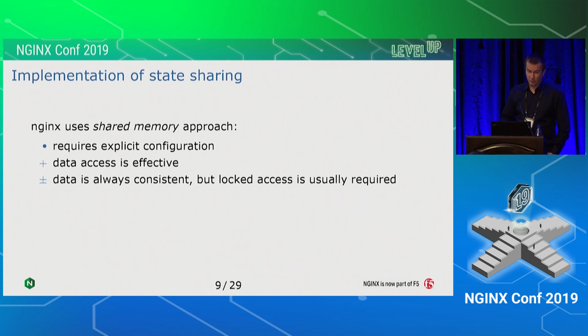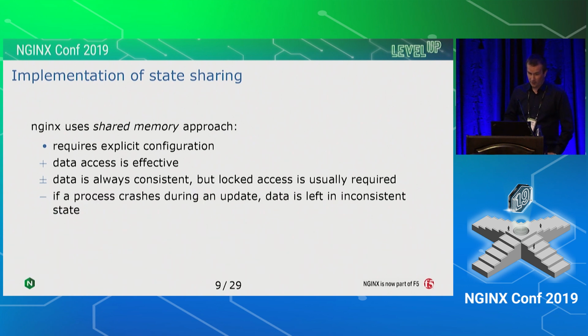So the data is always consistent, because typically worker processes acquire a lock before accessing this data and release the lock after they are done. So you always know that your data is up to date. There is one consequence. For example, if your process crashes during an update, the data may be left in an inconsistent state. In this case, all you can do is basically restart your whole Nginx instance.